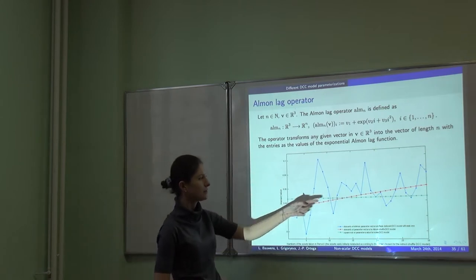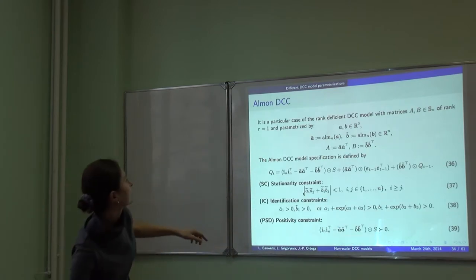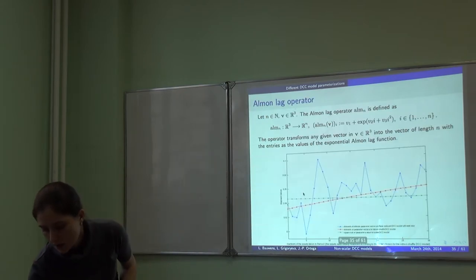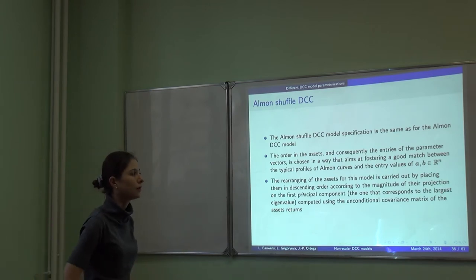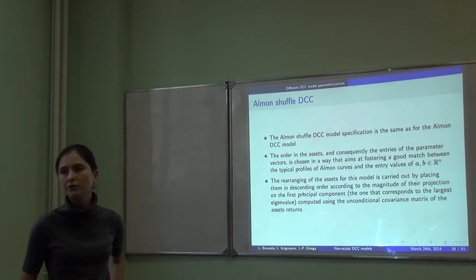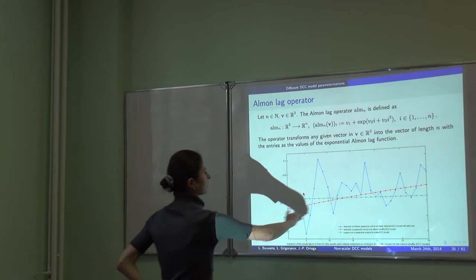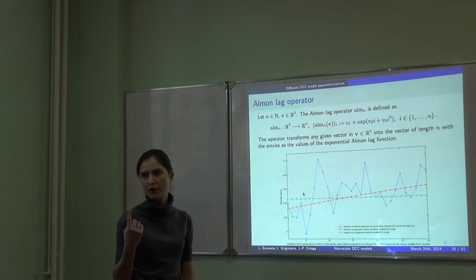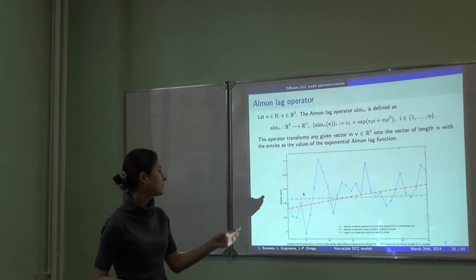So in this case, you see that the red line is our vector A tilde, right, which is obtained at the action of our operator. So, the Ullmann shuffle, I'm not going to stop in detail on this, but actually the only thing that we do here is kind of an engineering trick, because if you look at this profile of this function, it's strongly dependent on the number of our assets. So depending on the way we arrange the numbers of our assets, this profile will be different.